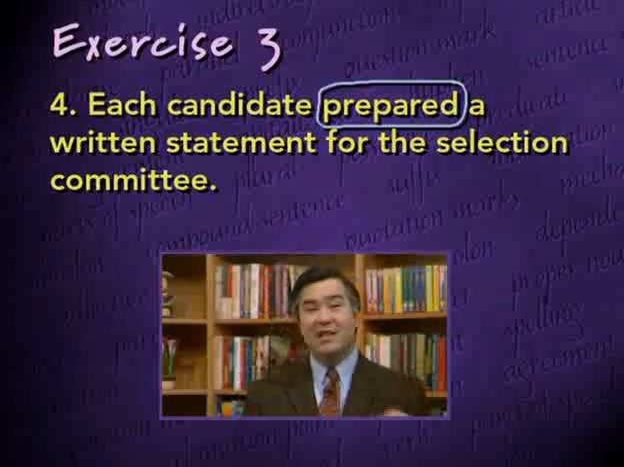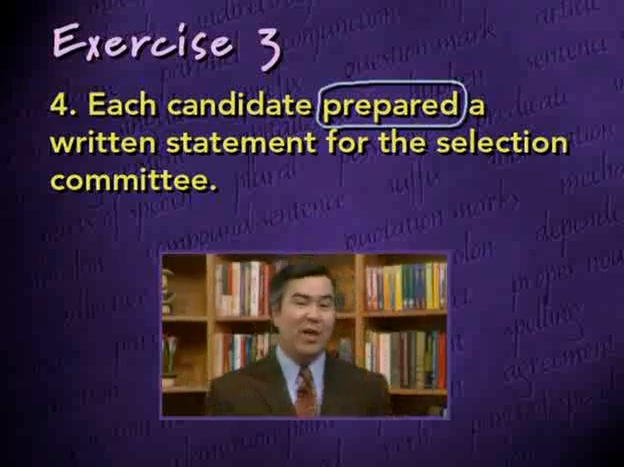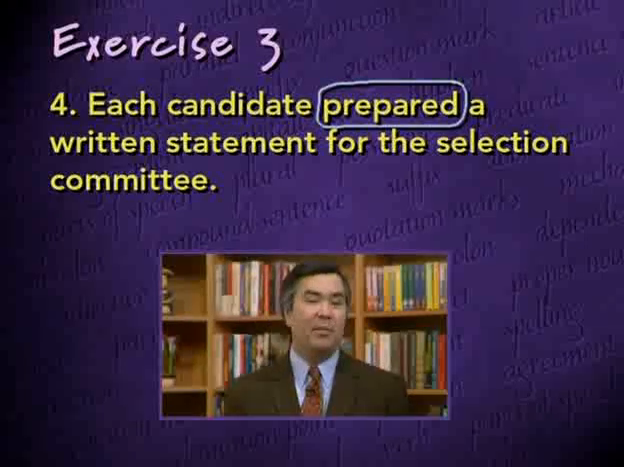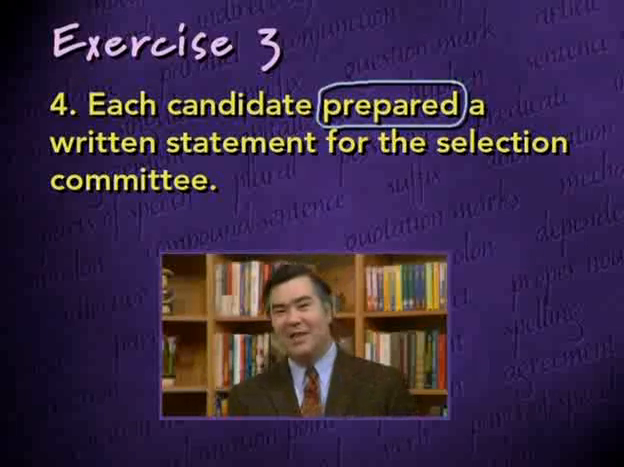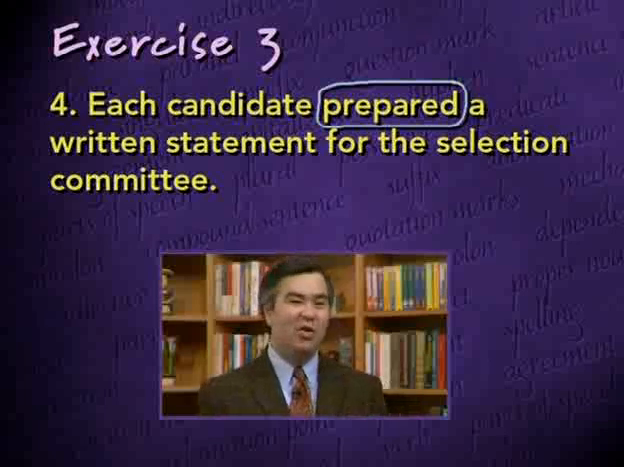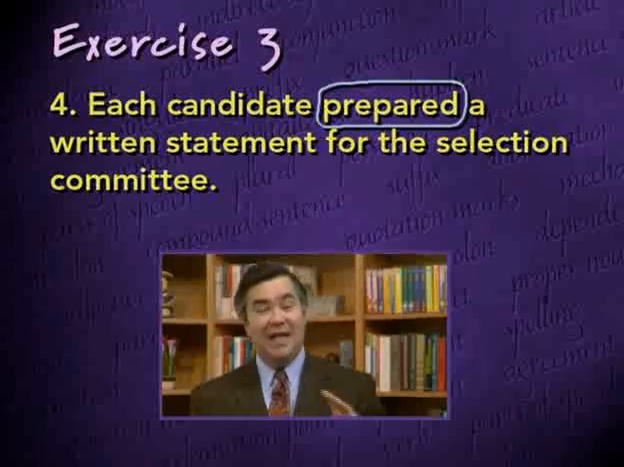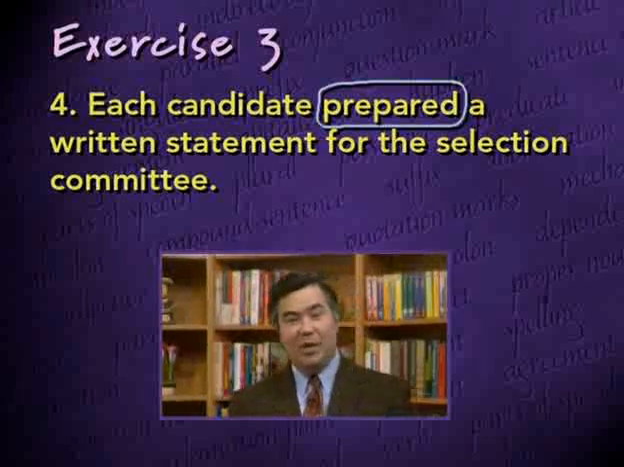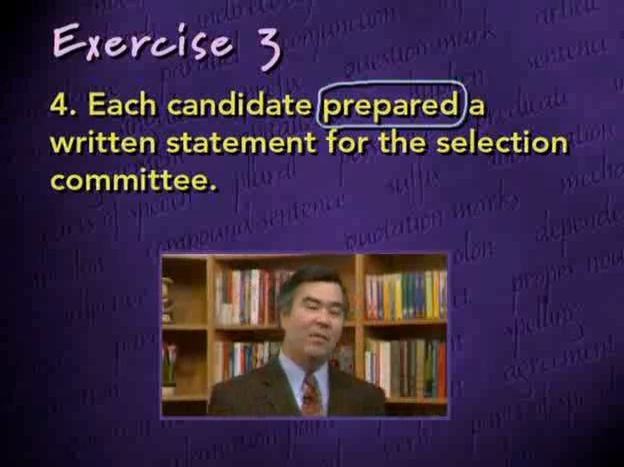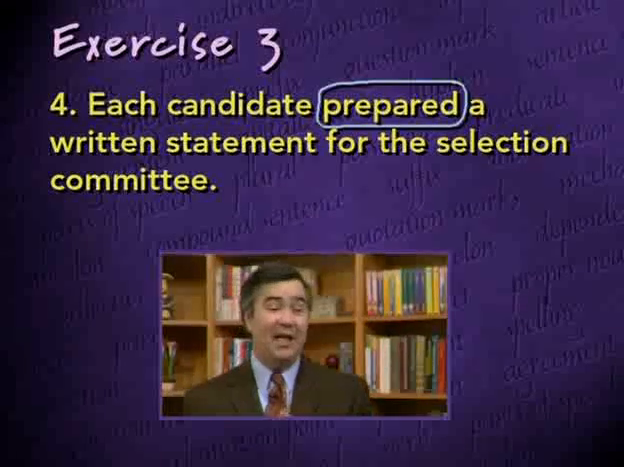Once again, as in a previous example, we have an answer to the question for whom the statement was prepared, but it appears in the form of a prepositional phrase at the end of the sentence, rather than as a true indirect object. So the selection committee is the object of the preposition for, and that's simply a prepositional phrase that gives more information about the action. It really doesn't serve grammatically as an indirect object.